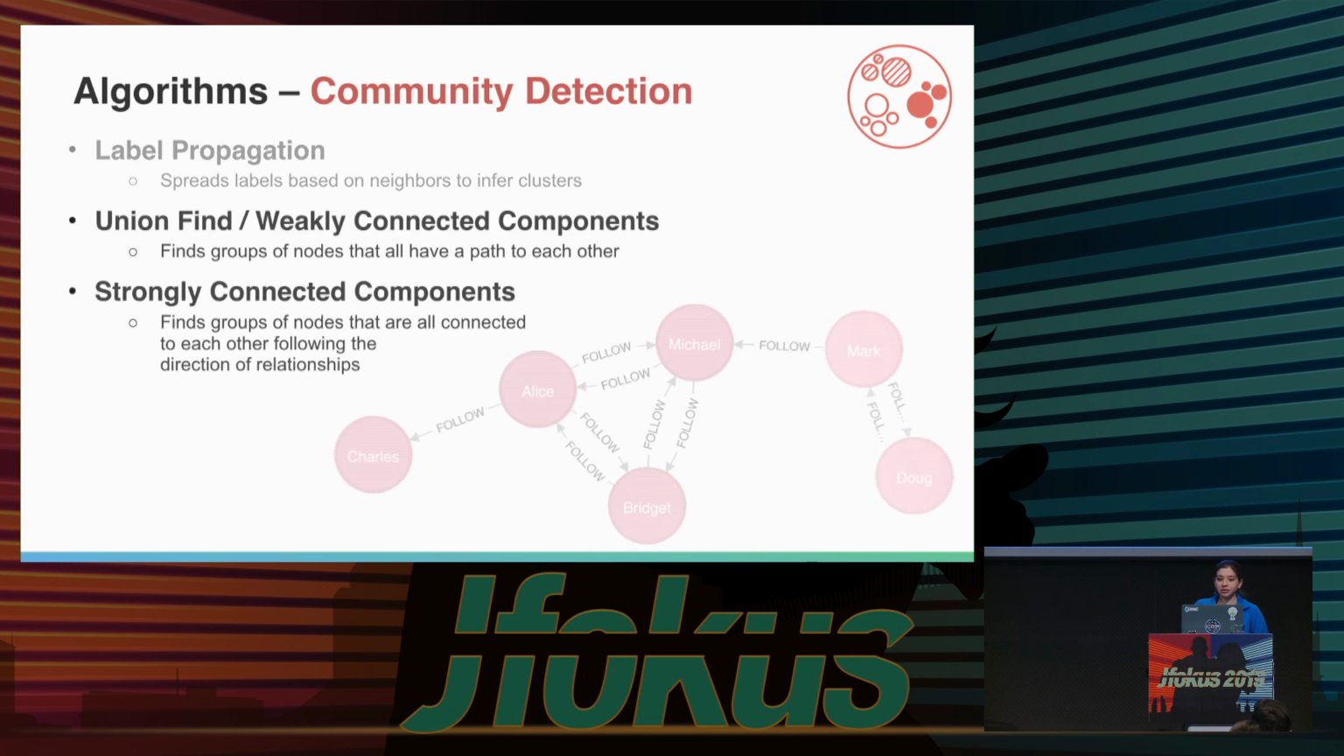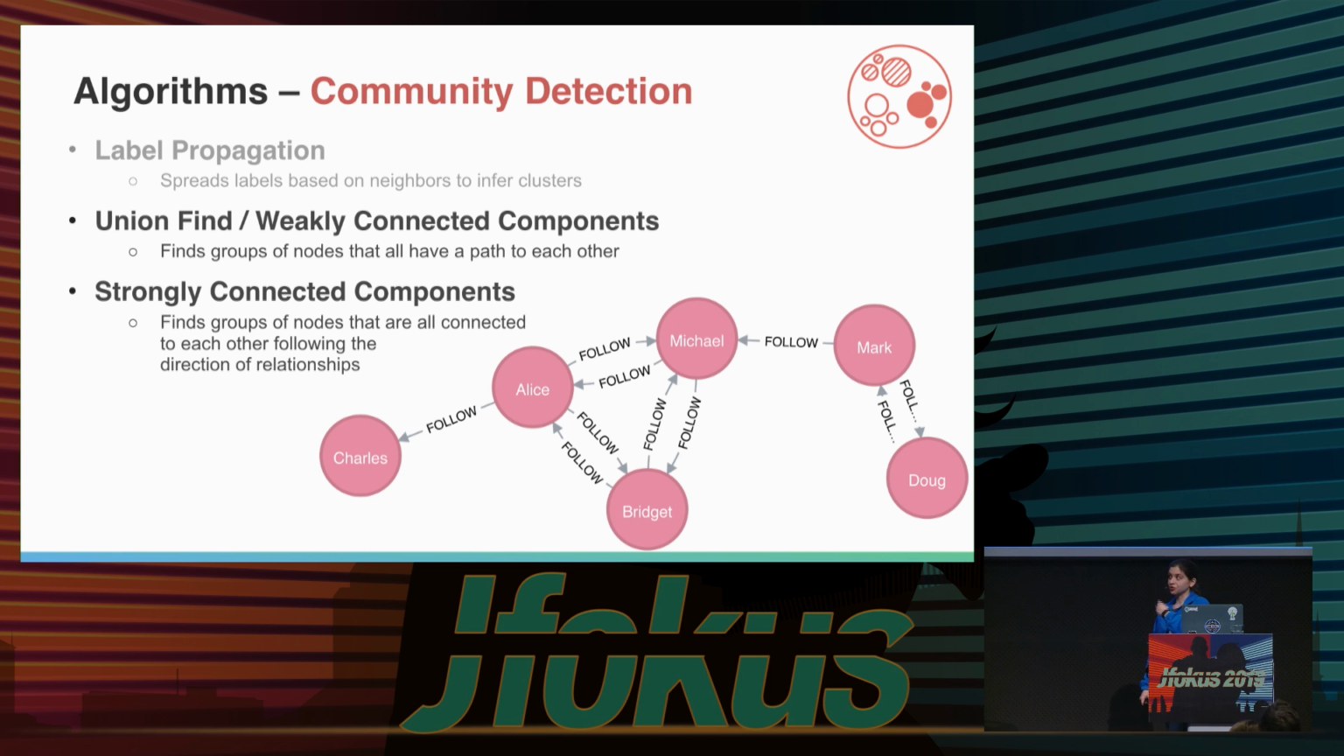And then we have union find or weakly connected components, and then strongly connected components. Weakly connected components looks at groups of nodes that all have a path to each other, but it doesn't mind the direction. So in this particular case, you can get to every other node if you ignore the direction of the arrows. Whereas strongly connected components finds groups that are all connected to each other when you follow the direction of the arrows. So in this case, we have Bridget, Michael, and Alice here, that following those directions, you can get to any of the other nodes from there.